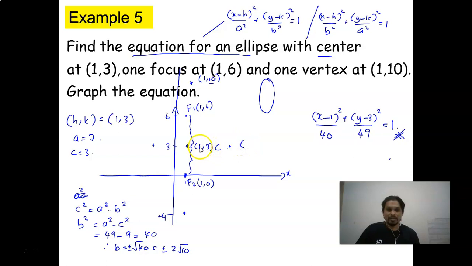So let's move 1 plus 2 square root of 10, and 3. Here is one of the vertices, and here is (1 minus 2 square root of 10, 3). This one is (1, 10), and one of the vertices here is also (1, negative 4). Then sketch it.